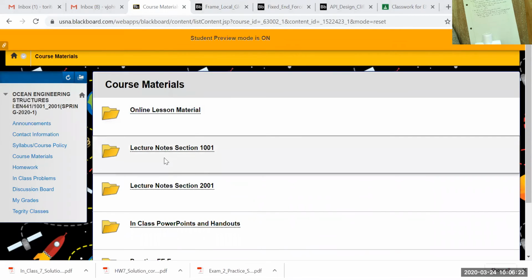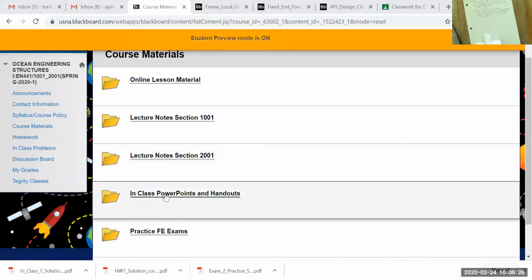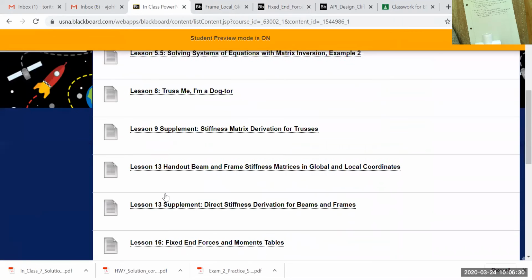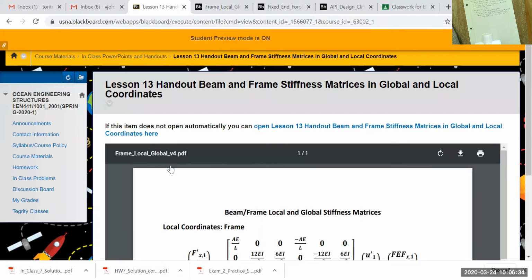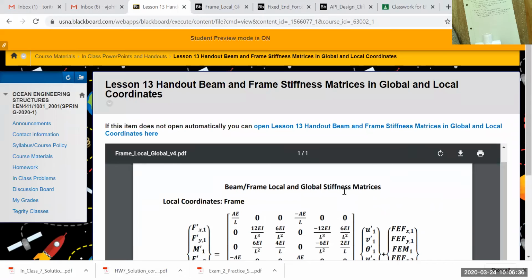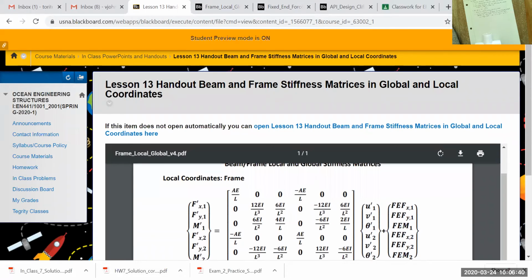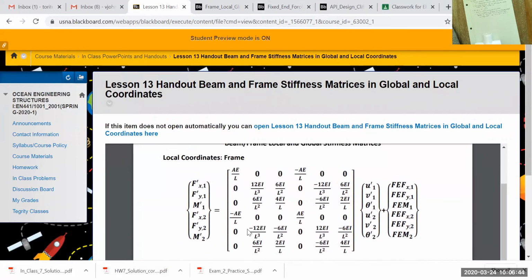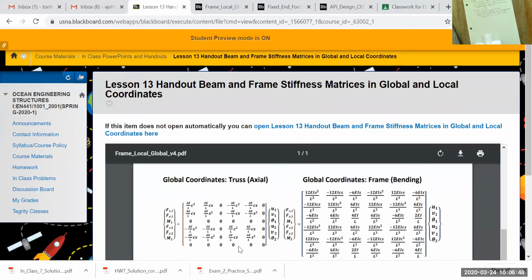So this is all the lesson material, lecture notes. If you look at in-class PowerPoints and handouts, I might go ahead and pull out some of the important handouts. One of those handouts that's really important is this beam and frame local and global stiffness matrices. So this is our combined stiffness matrix for local coordinates for a beam or frame. Again, this is an individual stiffness matrix, 6 by 6.